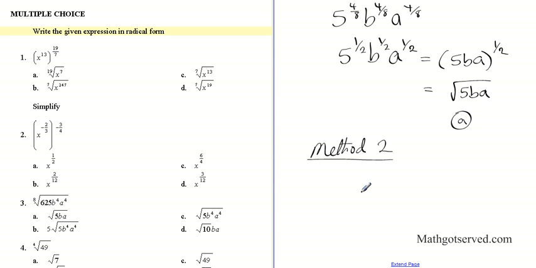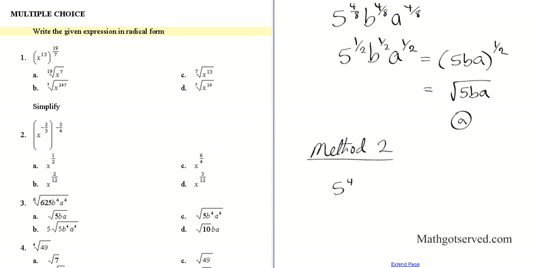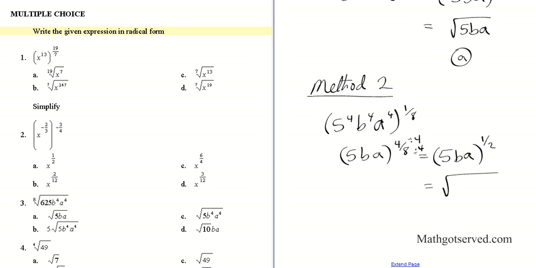You get the same answer as when we had 5 to the 4th, b to the 4th, a to the 4th, everything raised to the 1/8 power. I could factor out 4 from all these powers right here. So I'll have 5ba, and then the 4 will be multiplied by this right here, times 4/8, which equals 5ba to the, divide by 4 top and bottom, 5ba to the 1/2, and then that becomes the square root of 5ba. Alright, that's another way of doing it, option A.